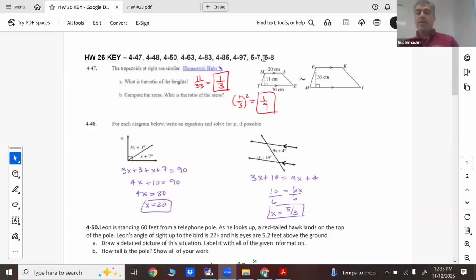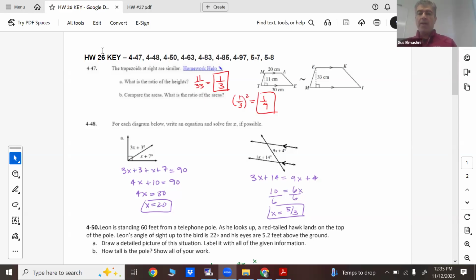Okay, so for the heights, that's pretty obvious. You have 11 to 33, it's a 1 to 3 ratio. But when you look at the areas, I think you guys were okay with this. Actually, on the test that we had last time, you guys were okay with this. But just so you understand why it's 1/9, or why you square 1/3.